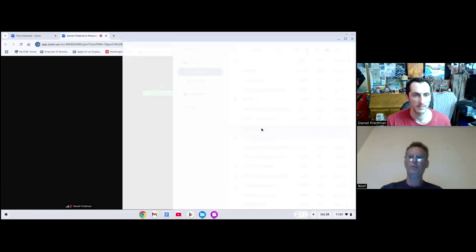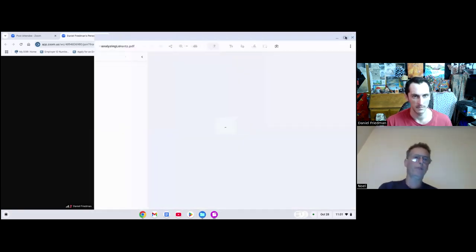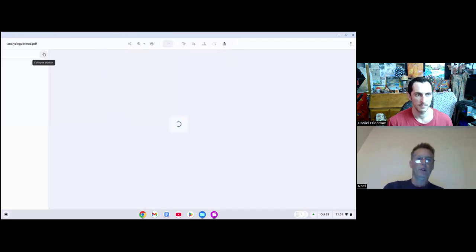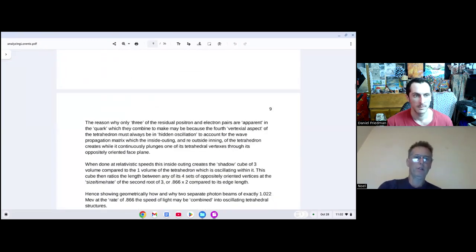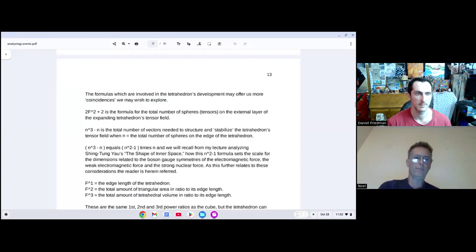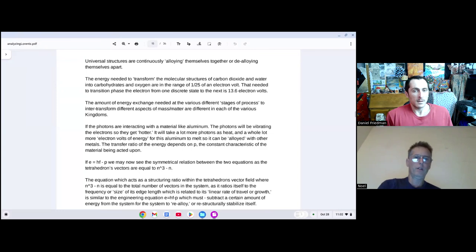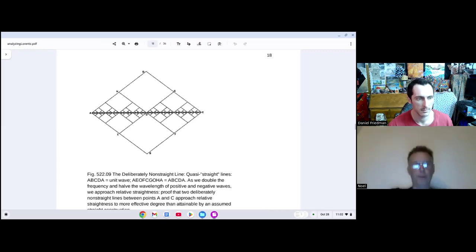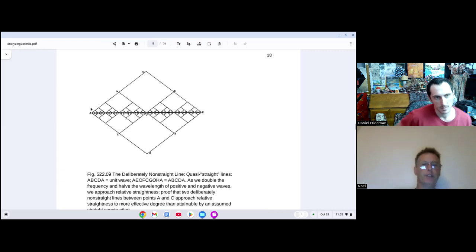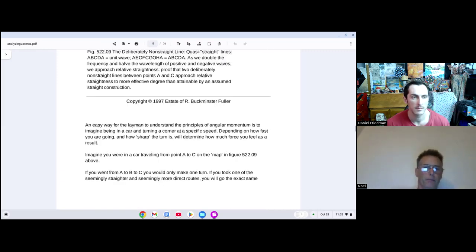Okay, so in this paper where I analyzed Andre McCoy's Demystifying the Lorentz Force Equation, I took this little graph here from Synergetics. So this picture, you see the square picture with the little squares inside of it? Daniel, are you there with me? Yep. Oh, you see the picture? Okay. So let's just think about it, and I explained it down a little bit here.